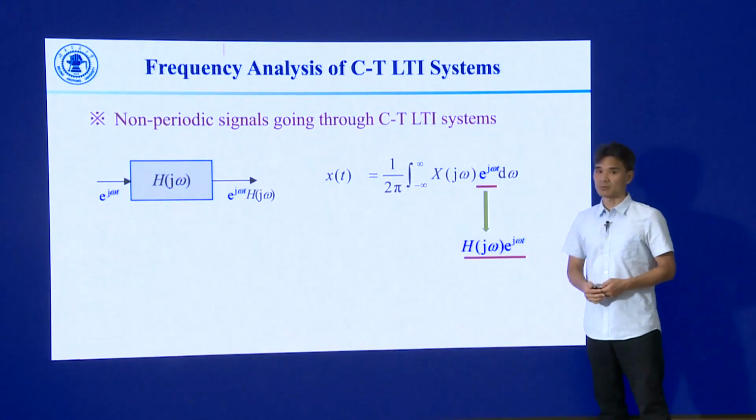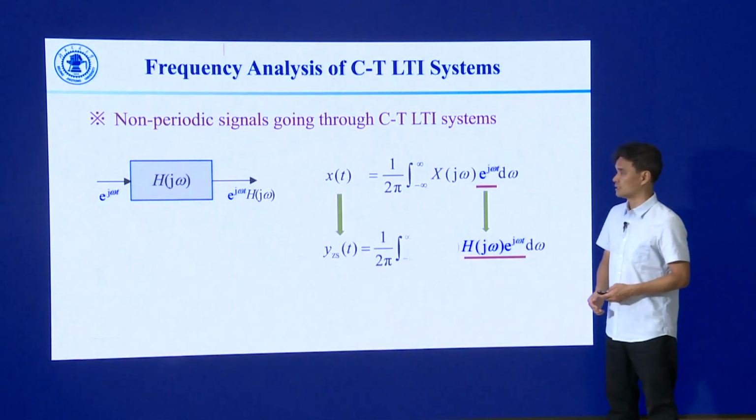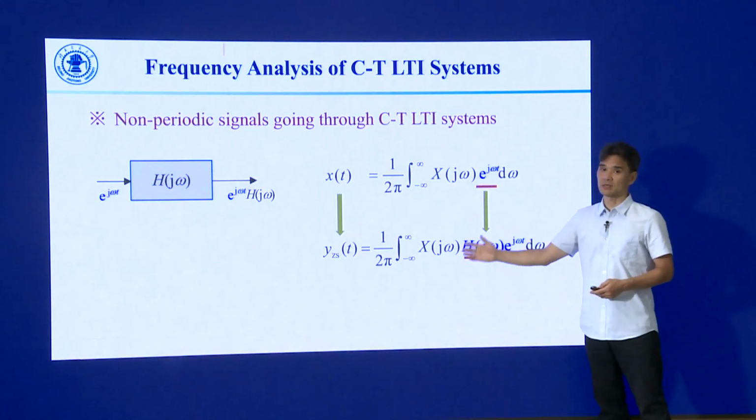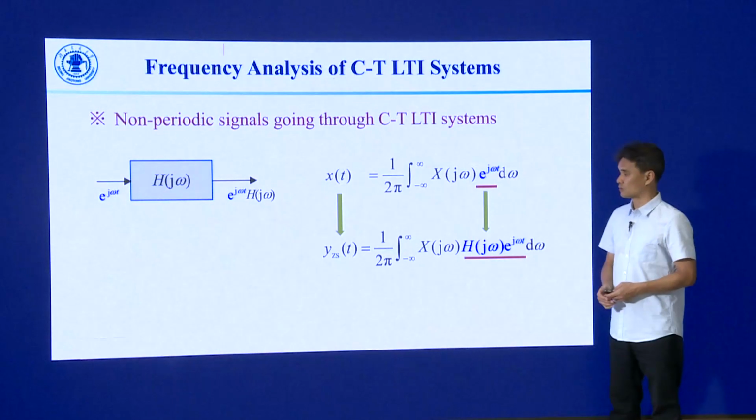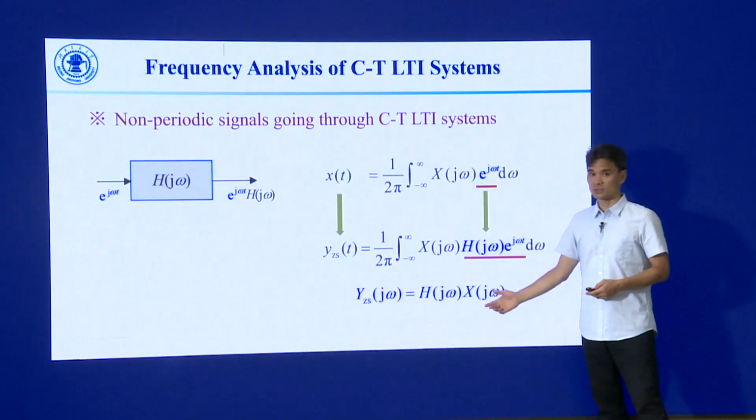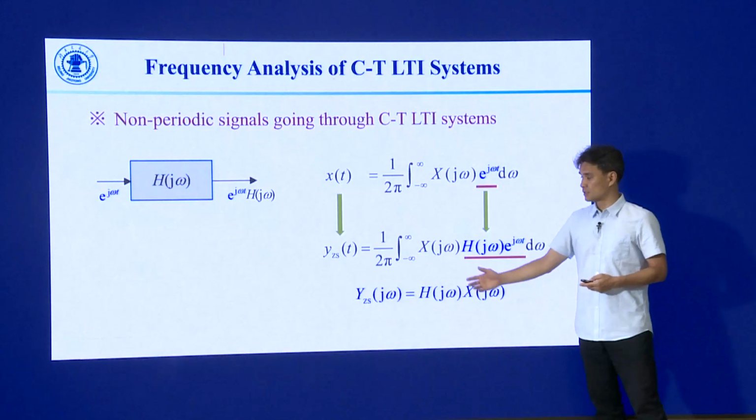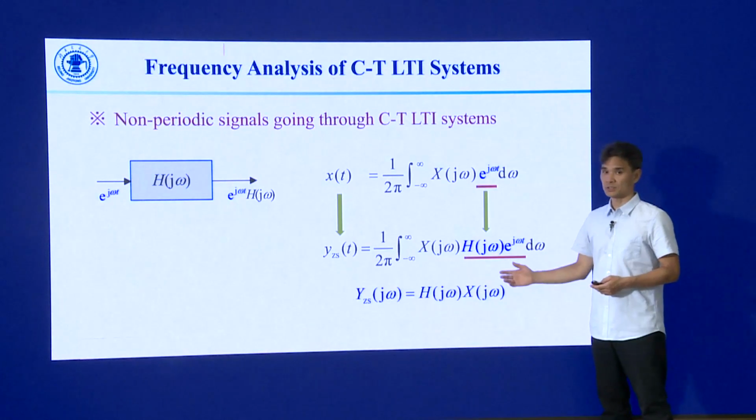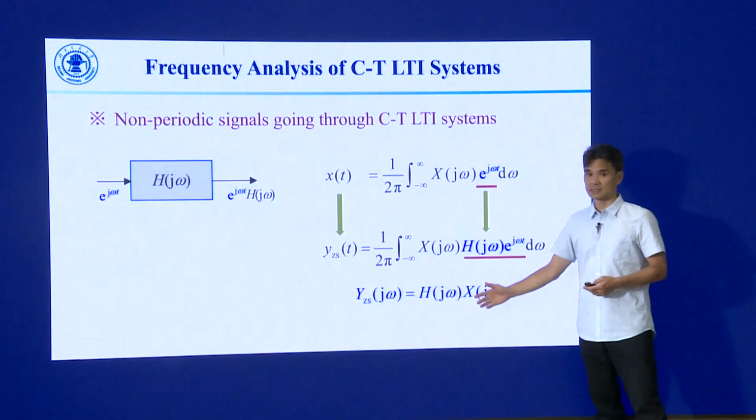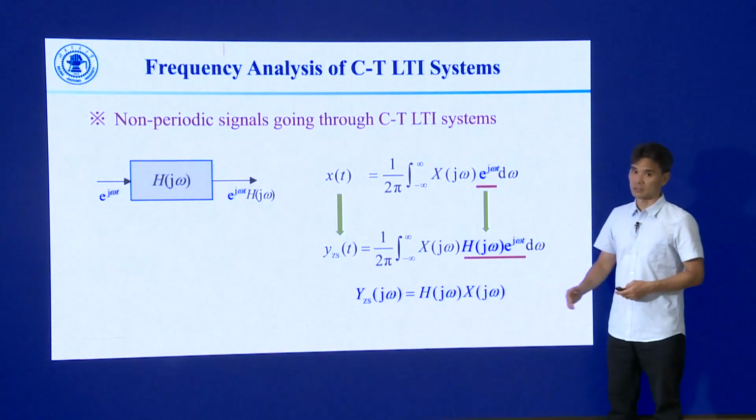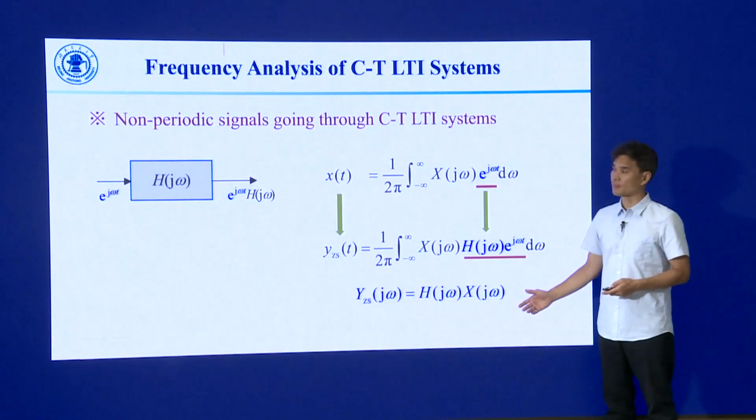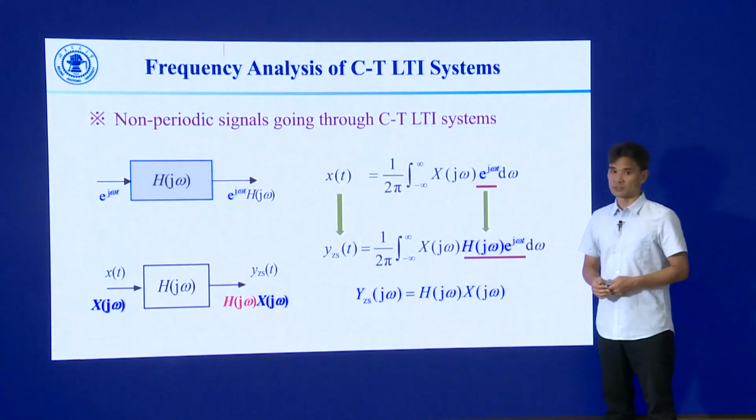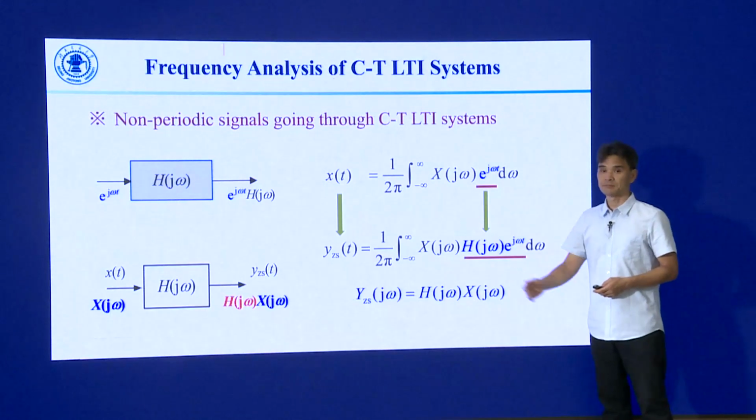Using the linearity property, we can understand that the output, or the system's zero-state response, is the same linear combination. So we can reach the conclusion that the system's zero-state response is equal to the multiplication of the input and the system's frequency response in the frequency domain. So that is the diagram in the frequency domain for the same system.